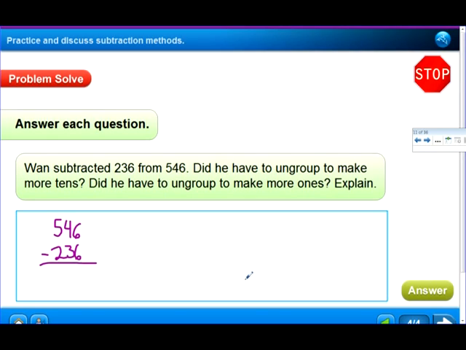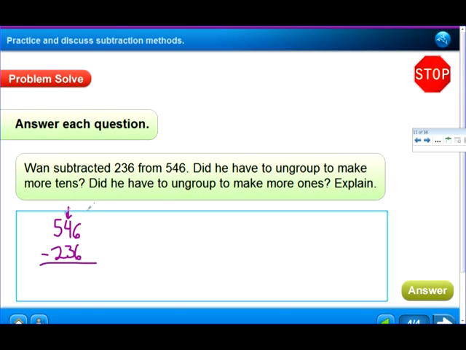Juan subtracted 236 from 546. Did he have to ungroup to make more 10s? And did he have to ungroup to make more 1s? So let's check the 10s column. Does he have to take and ungroup? No, 3 is less than 4. So we can go 4 minus 3 and that would work.